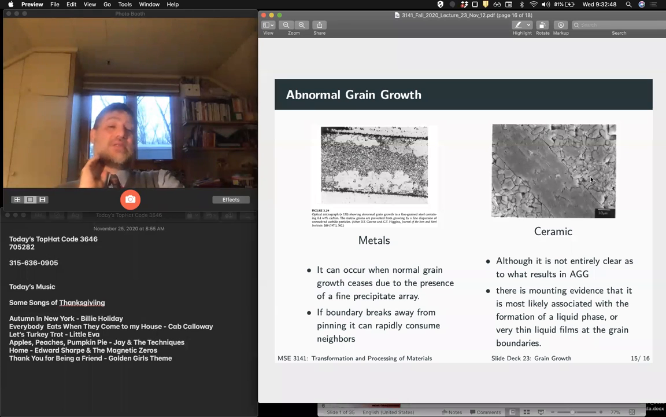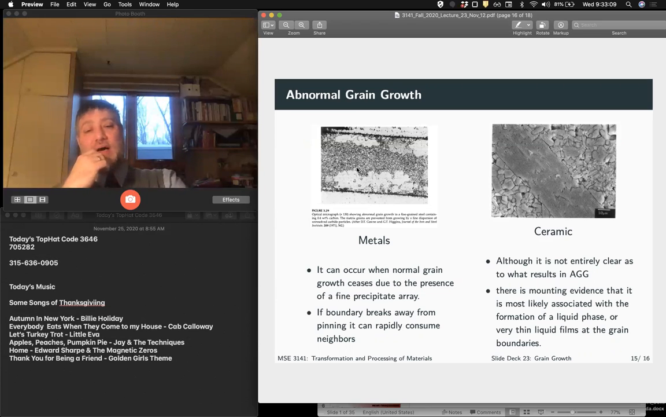Okay. But abnormal grain growth is, as you can see here, where we have a large number of grains that are all about the same size. And then we get one huge grain. And where on earth does this come from? And it happens in metals too. Here we see a fine grain structure throughout the whole sample, and then a couple very large grains, right?